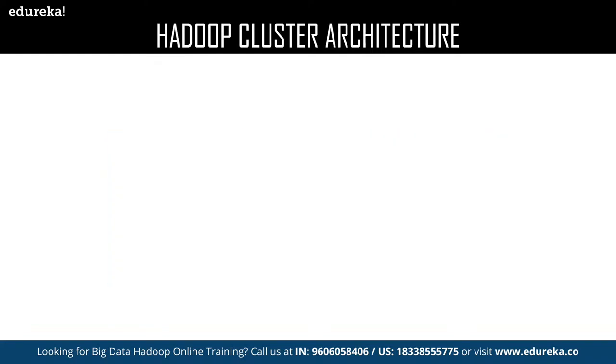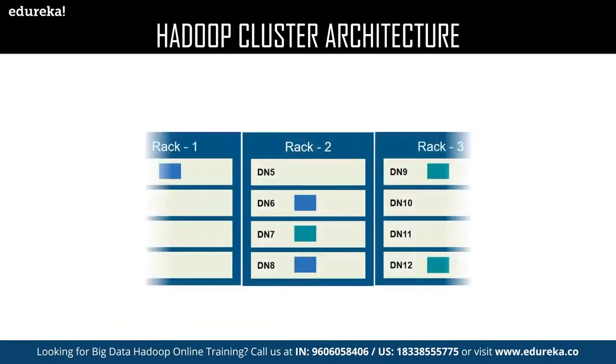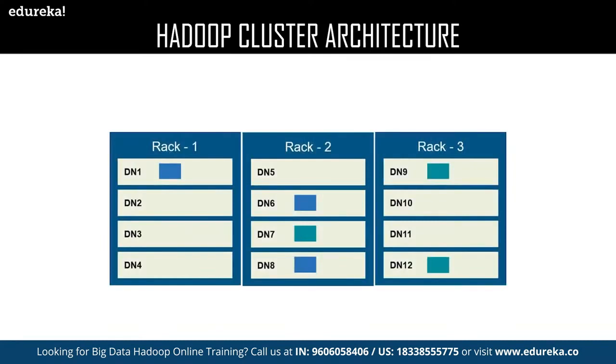Now, let us deal with a different block. As you can see, we have a new block in rack number 2, data node 7. This is the local rack for the data block stored in data node 7. Now let us see where the replicas of data node 7 are stored. The replicas of data node 7 are stored in the remote rack, which is rack number 3, and the data block is stored in data node 9 and data node 12.